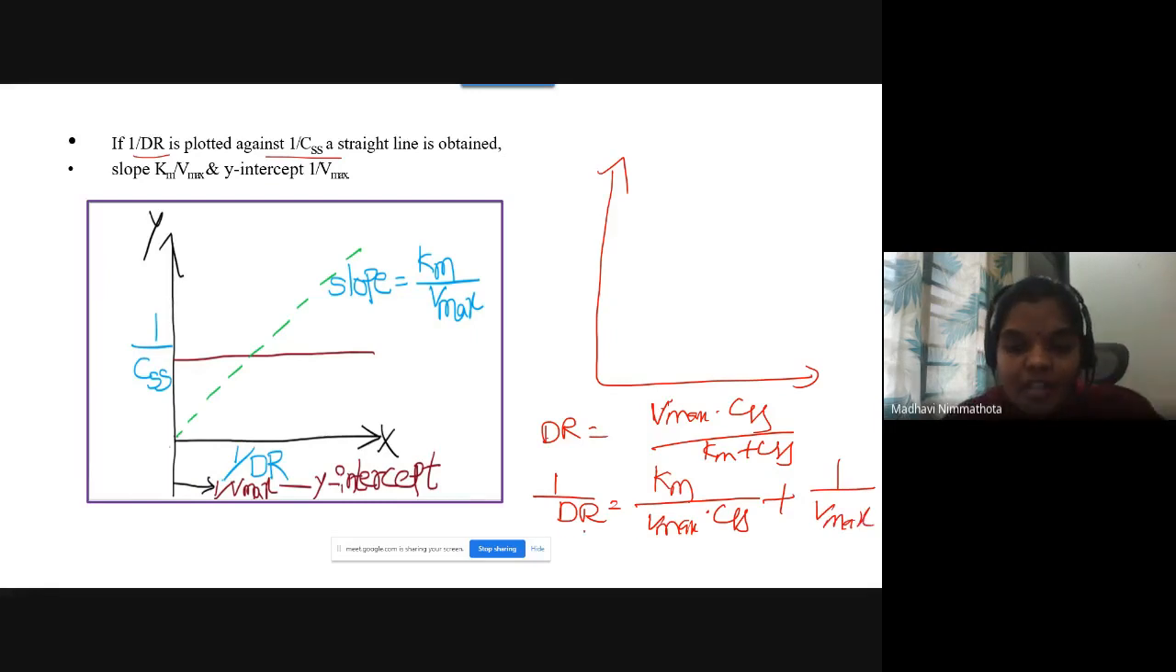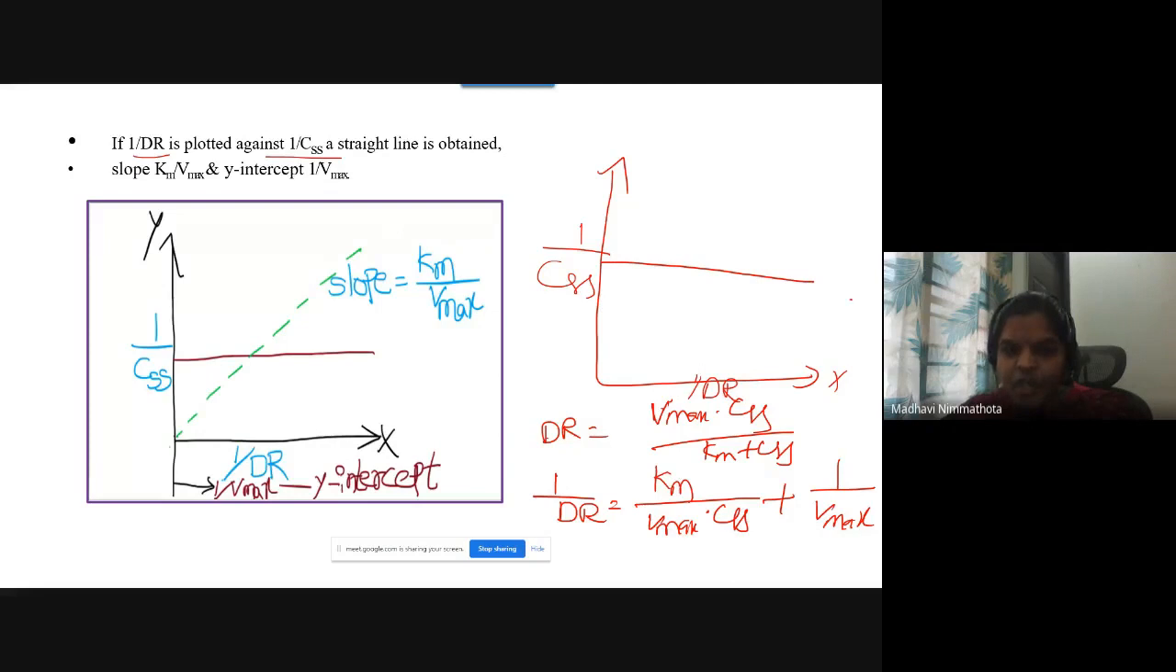So when you plot this equation on the graph between 1 by DR, here on the x-axis you can take 1 by DR, the dosing rate, and here on the y-axis 1 by CSS, the steady state plasma drug concentration. Why 1 by? This is the reciprocal of that equation, so that's why. Okay, so then you will get a straight line like this.